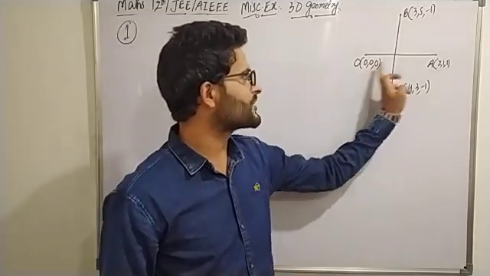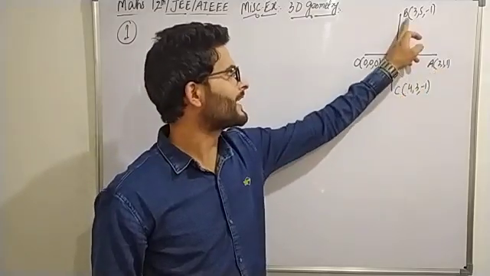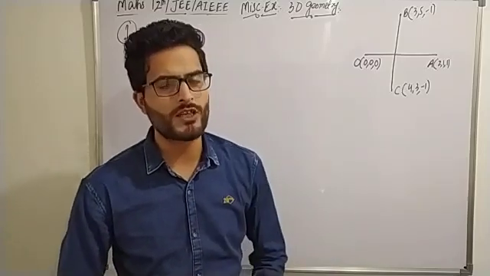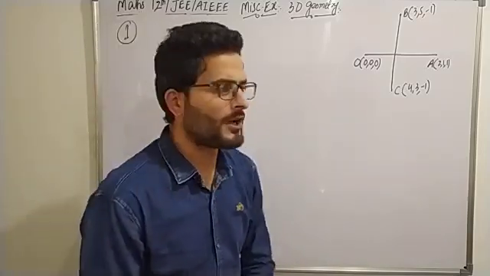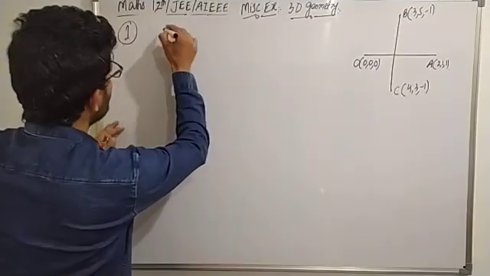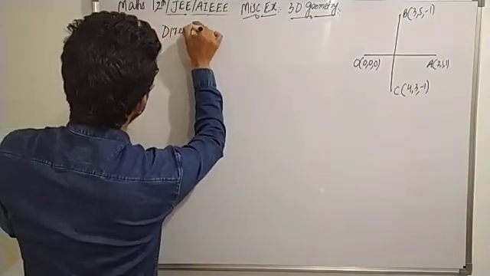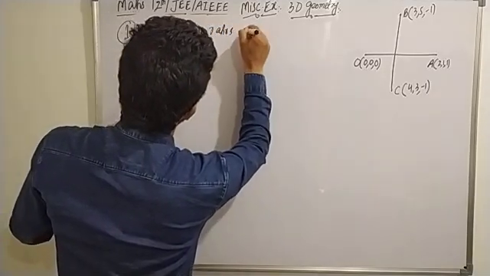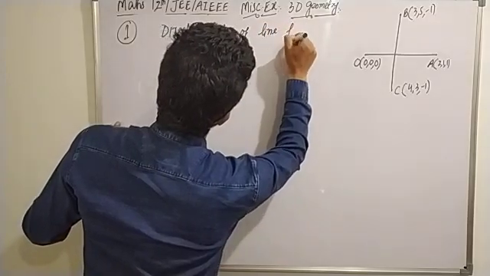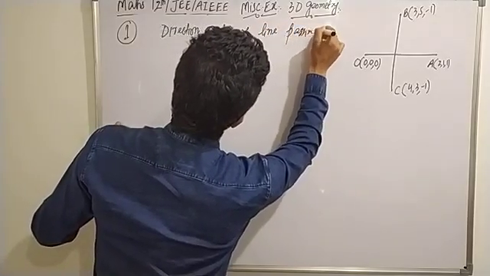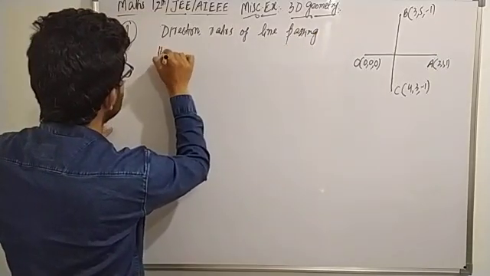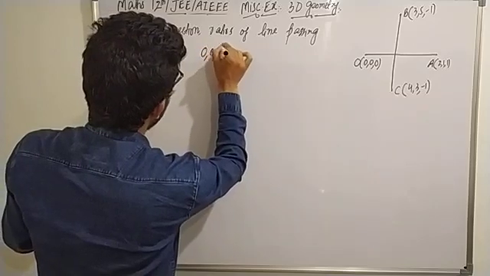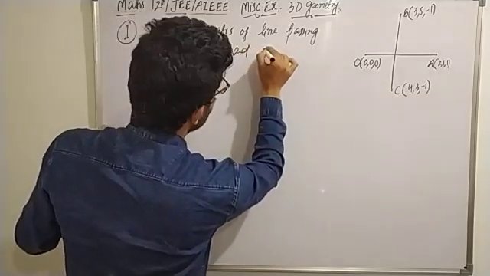First we will find the direction ratios of OA, and next we will find the direction ratios of BC. If the sum of products of direction ratios is 0, then the lines must be perpendicular. So directly we will mention here direction ratios of line passing through 0 0 0, that is the origin, and the point 2 1 1.